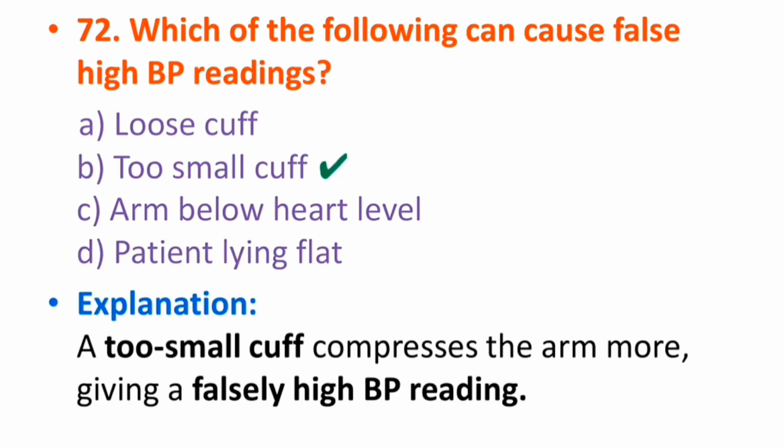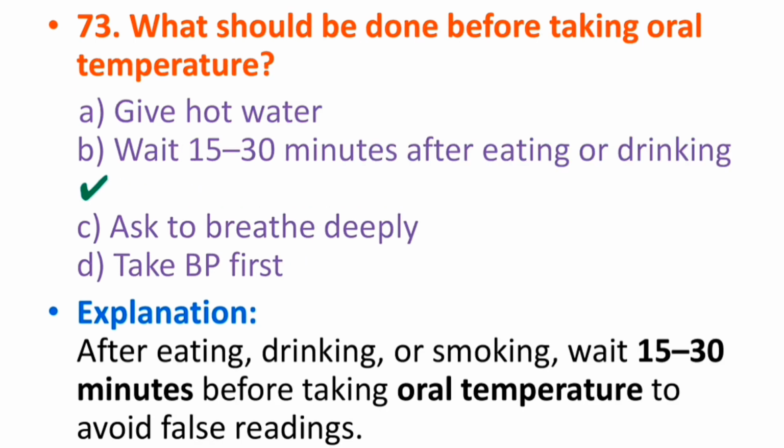Which of the following can cause false high BP readings? Option A, loose cuff. Option B, too small cuff. Option C, arm below heart level. Option D, patient lying flat. The correct answer is option B, too small cuff. A too small cuff compresses the arm more, giving a falsely high blood pressure reading.